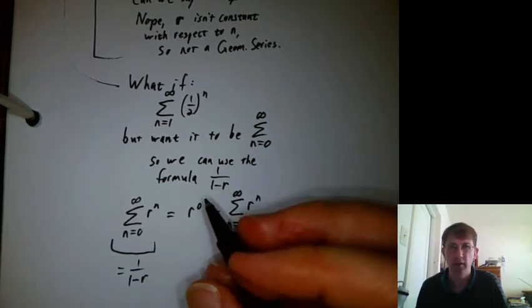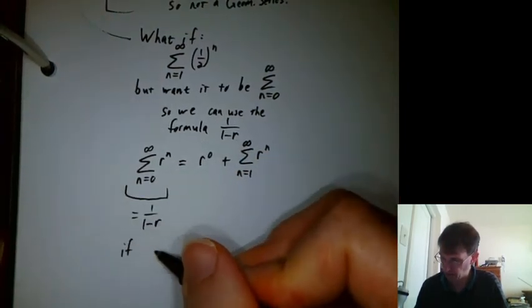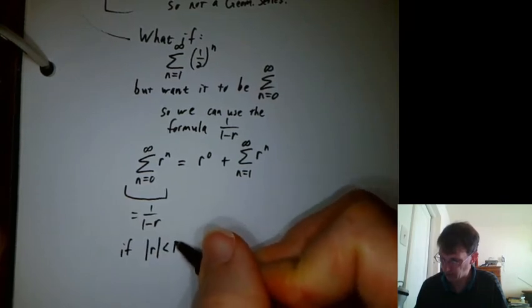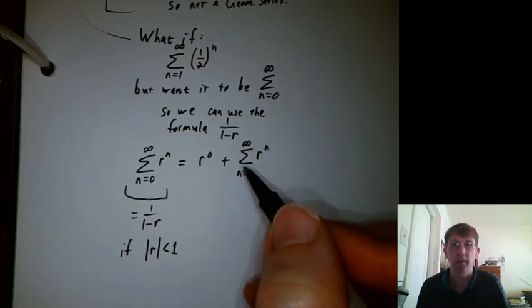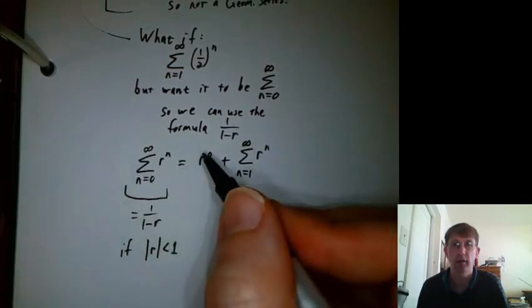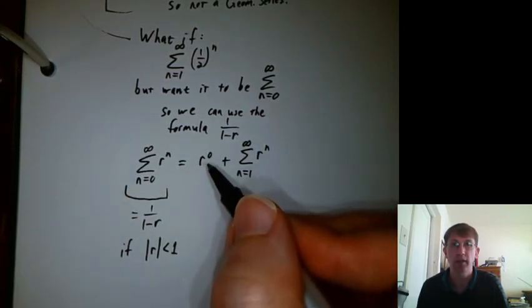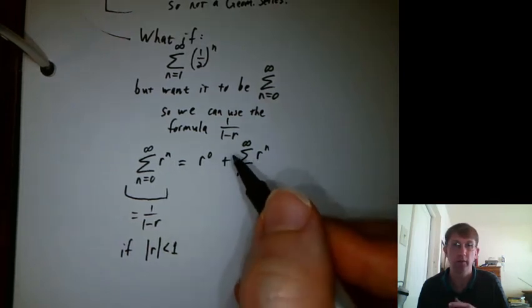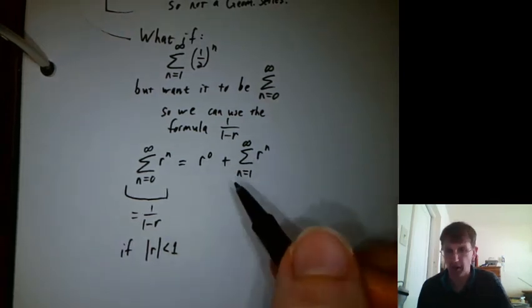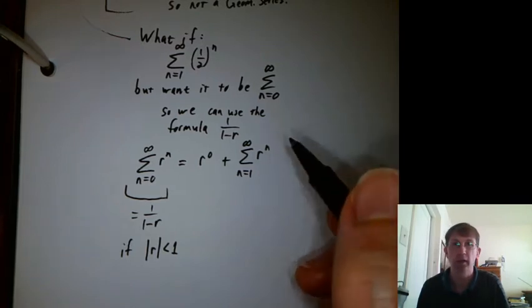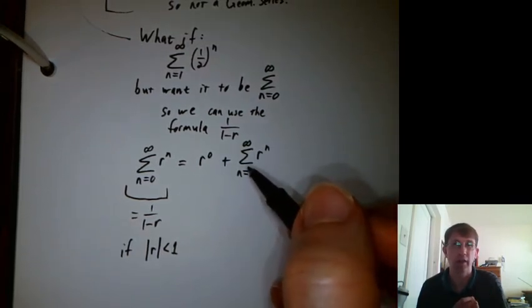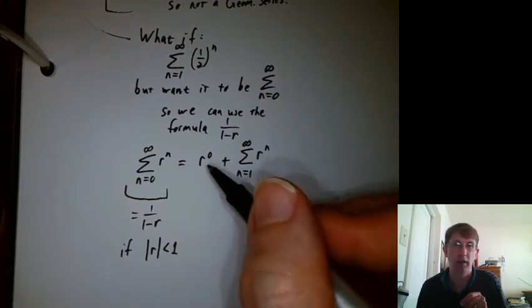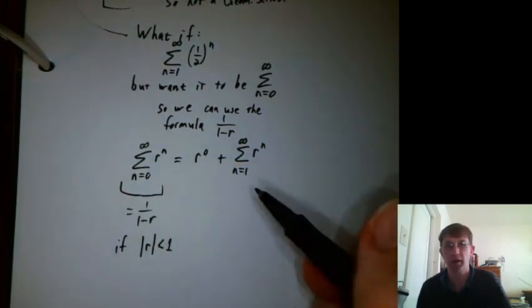Is that always true? Well, it's only true if the absolute value of r is less than 1. So if you have this, you can say, well, I know what this is equal to, and then you can subtract this from that to get that. So just kind of moving this over there. So that's a way to handle it if the sum doesn't start at 0, it starts at 1. You can kind of add on that 0 term, then you know what that whole thing is, and then subtract it off later.